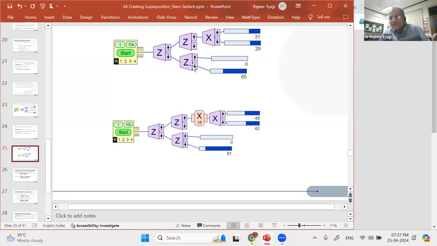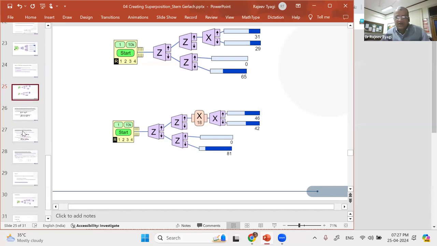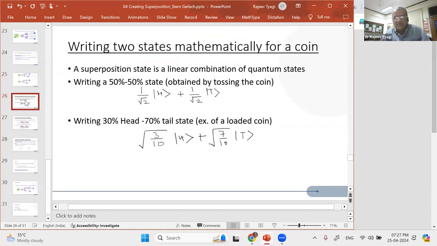So we have been able to create a superposition state from pure spin-ups. We have been able to create a state where spin-ups and spin-downs are a combination of spin-up and spin-down. How do we write these states mathematically? How do we write it down? A quick note on this, and then we will close.